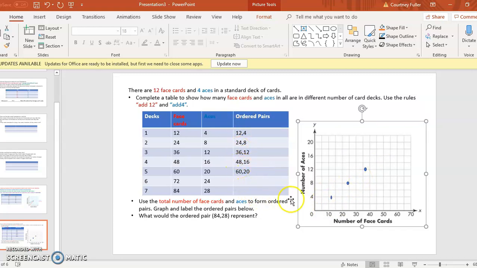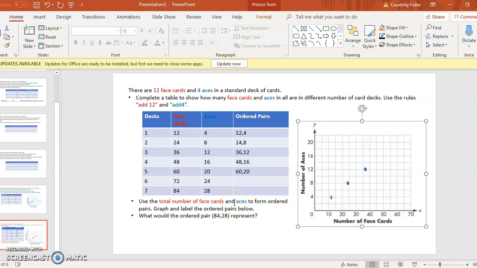Remember, for your X coordinate, that's how many you go over, and for your Y coordinate, that's how many you go up. I'll say that again. For your X coordinate, the first number, that's how many you go over, and your Y coordinate, your second number, that's how many you go up.